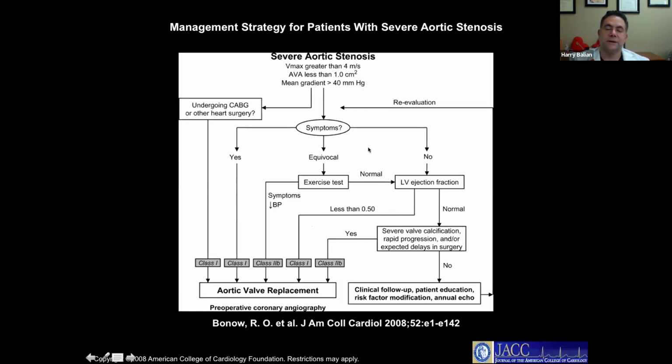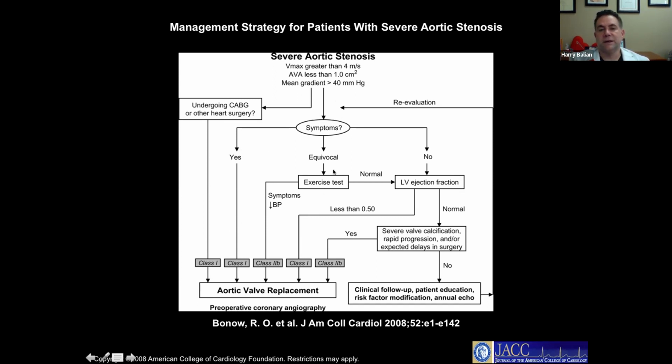So when you look at this diagram, when somebody has severe aortic stenosis, and the definition of that is aortic valve area less than 1 and the Vmax, the velocity across the aortic valve, is more than 4 meters per second. If somebody's going to have open heart surgery and they have severe AS, they should have valve replacement as well. If they have symptoms, that's it. And with severe AS, they need to have valve replacement.